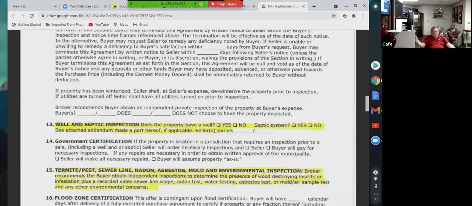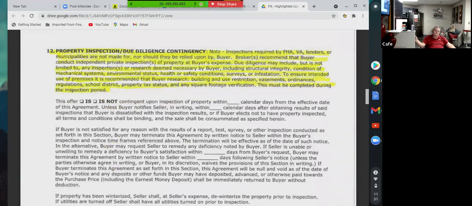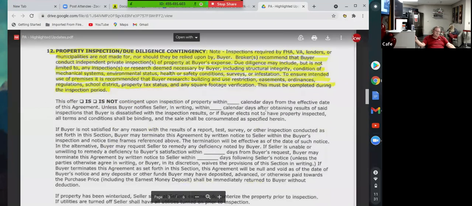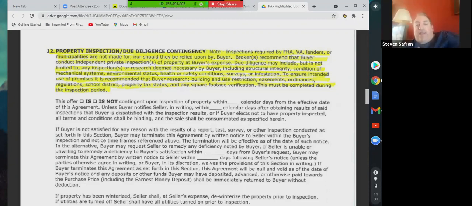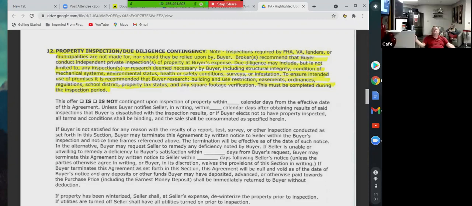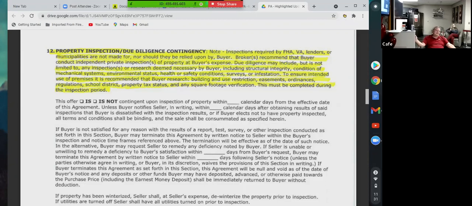Let me go back to number 12. I normally use 7, 2, 2, and 2 in my blanks, okay? On my blanks, that means you have 7 days to have your private inspection. What happens if you have your private inspection on the second day? Then you still have 5 more days to get things done. Do you have 5 more days to have it done? Or does the second thing kick in, saying you have 2 days to respond?